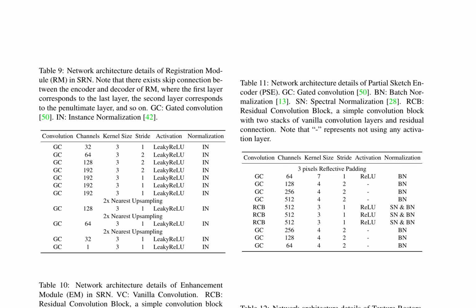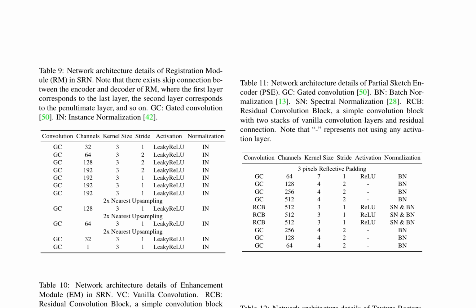The registration module, in the proposed architecture, SRN, consists of an encoder-decoder structure with skip connections. The encoder comprises 7 gated convolutional layers with leaky ReLU activation and instance normalization, followed by 2 nearest upsampling layers. The decoder mirrors the encoder's architecture.